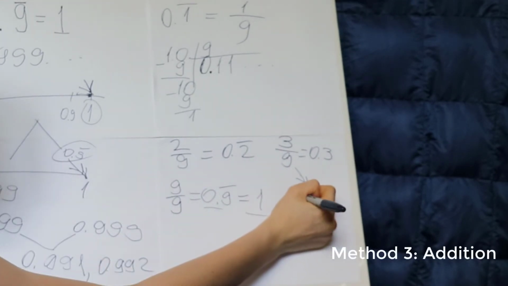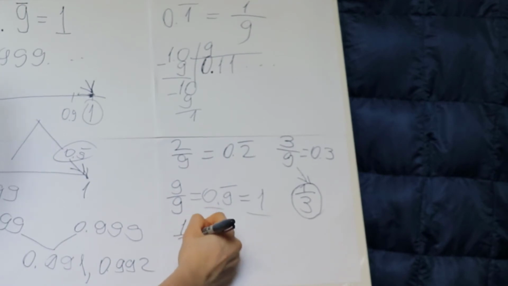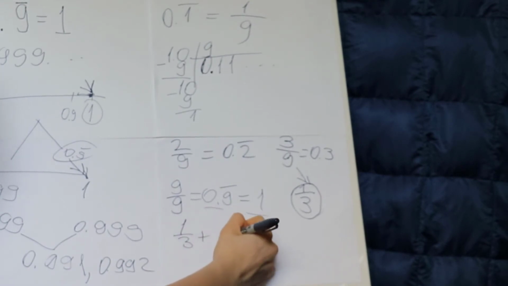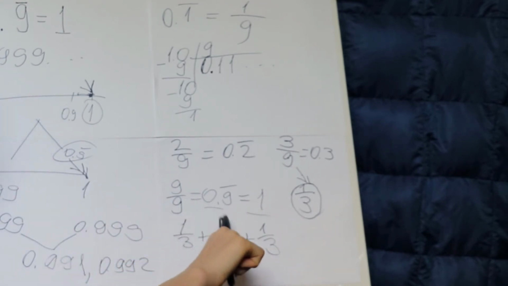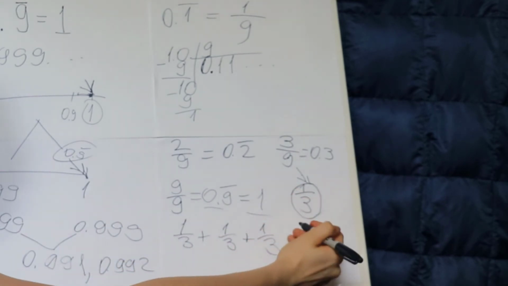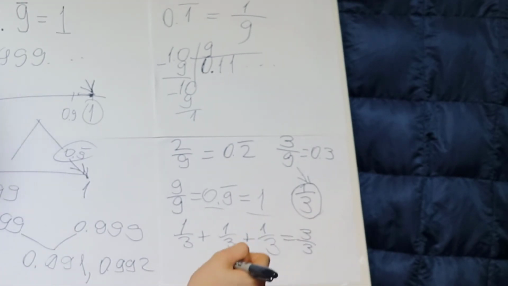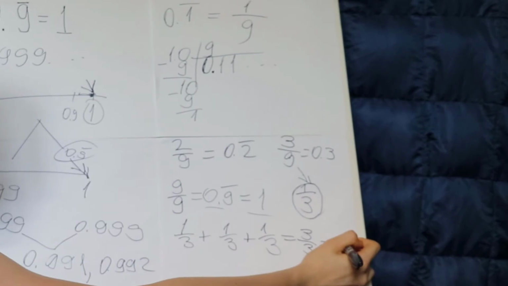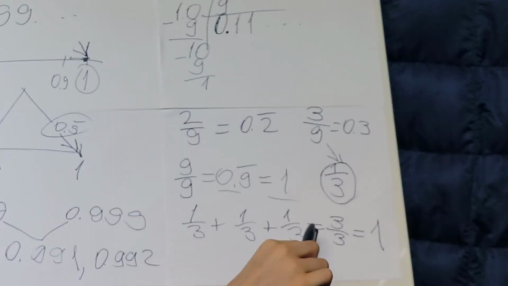But I told you to remember this 1/3. What happens when we add 1 over 3 plus 1 over 3 plus 1 over 3? Well, it would make 3 on the numerator over 3 in the denominator. So 3 over 3. And that's equal to, you guessed it, 1. So 1/3 plus 1/3 plus 1/3 equals 3/3, which is equal to 1.